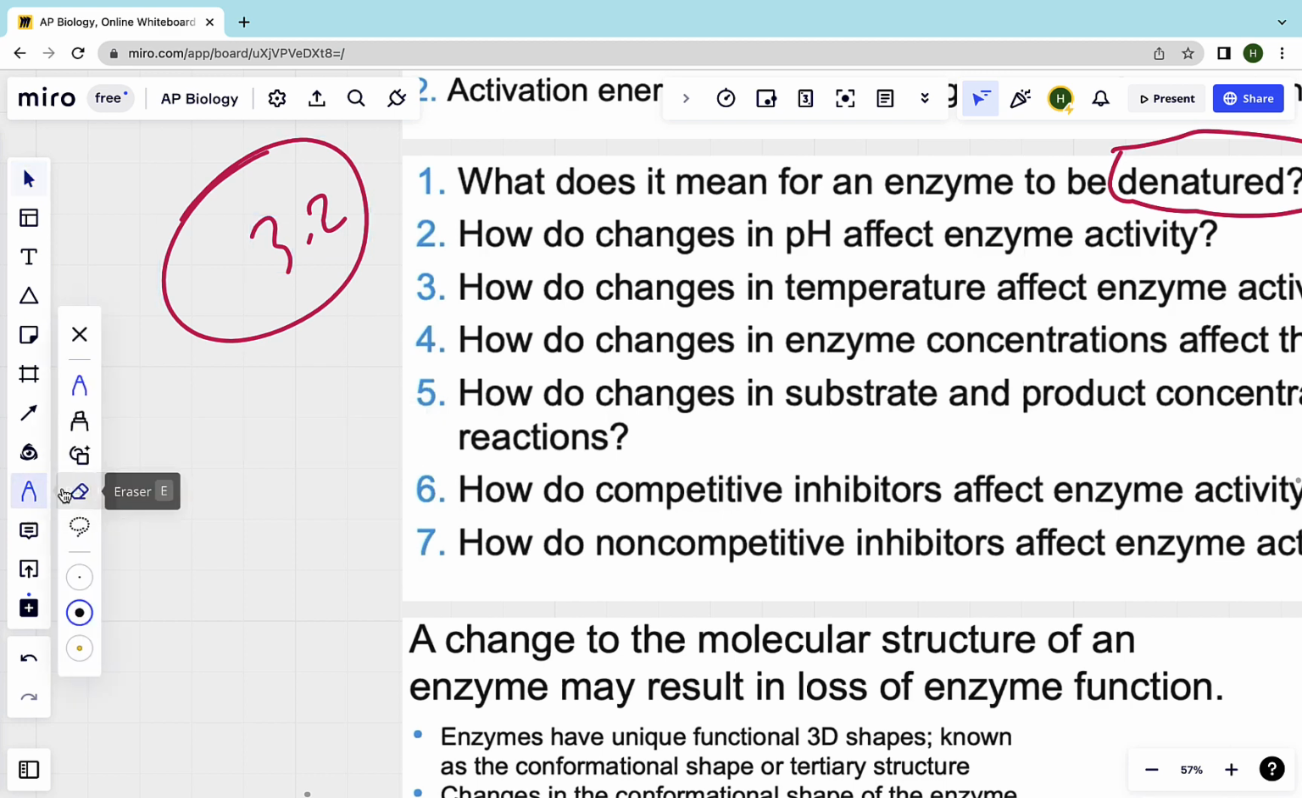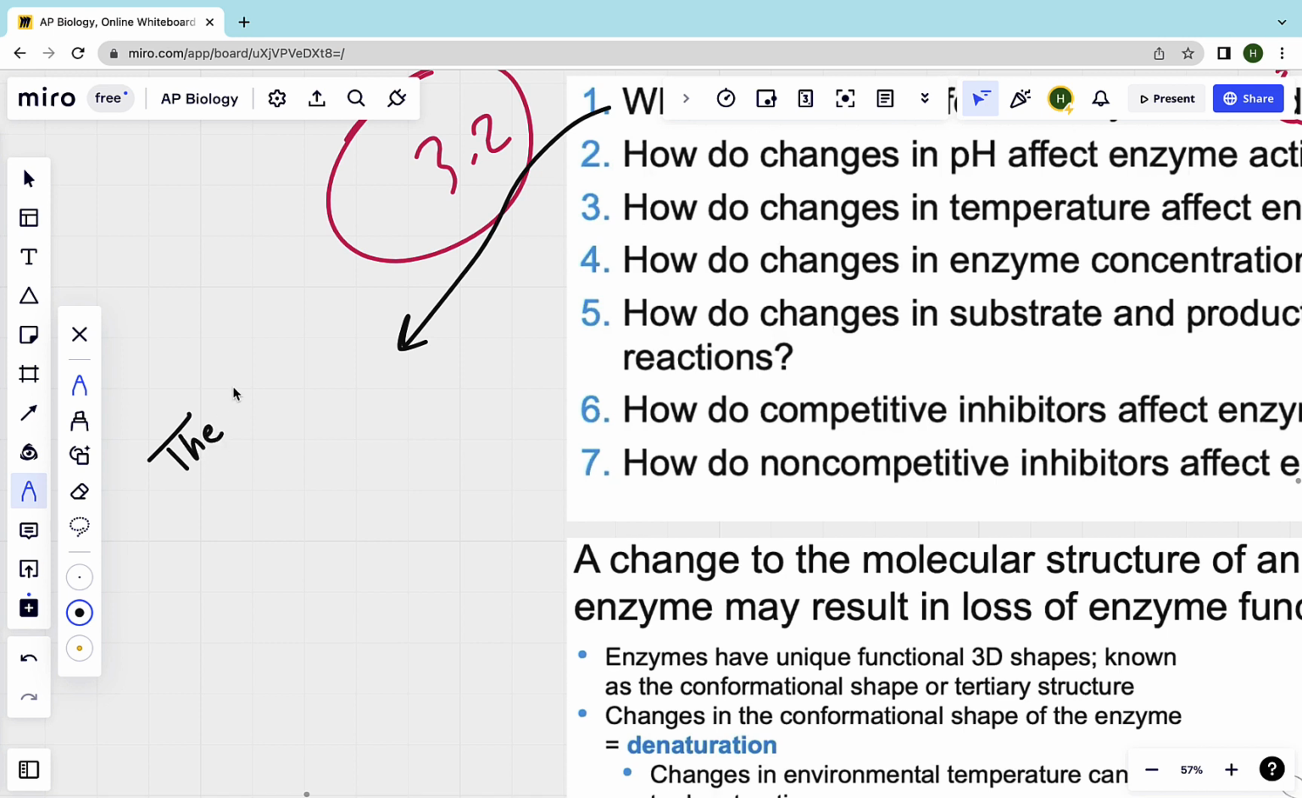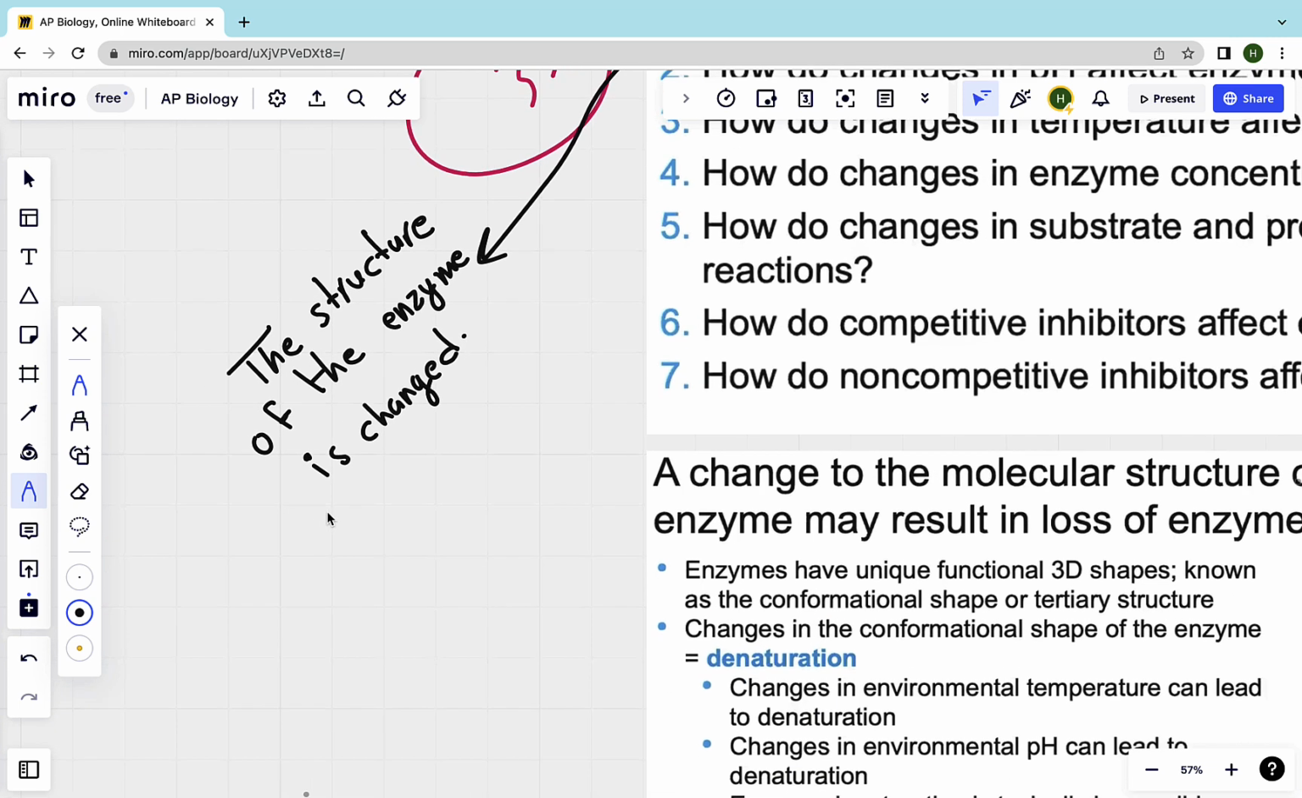So, what does it mean for an enzyme to be denatured? It means that the structure of the enzyme is changed. Denature means changing its nature. Like, for example, this is the shape and it's like that. It's denatured. The structure of the enzyme is changed.